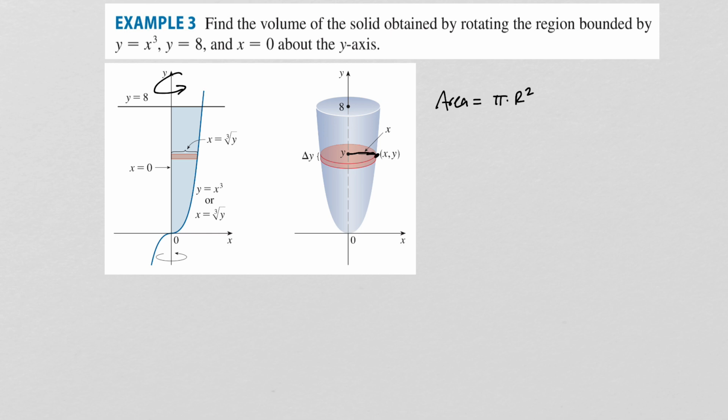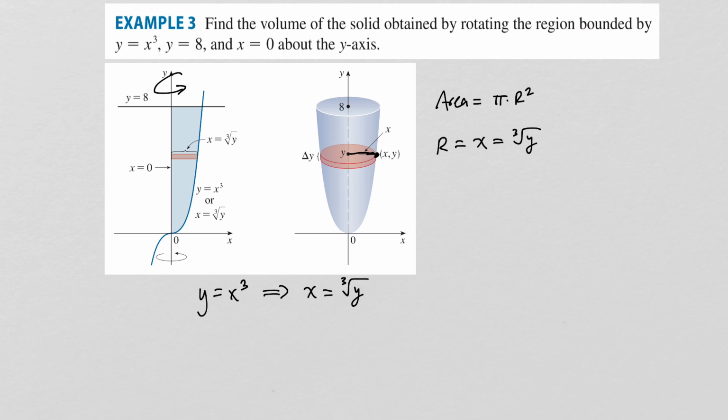this point is on the curve y equals x cubed, and if you solve that for x by taking the cube root of both sides, you get x equals the cube root of y. So the radius, again, which we know is x, we're going to express as the cube root of y because, again, that point is on the curve, x equals the cube root of y.